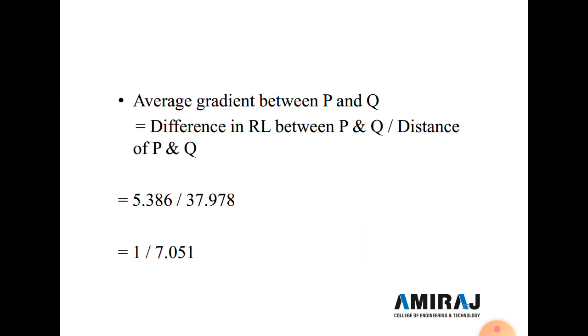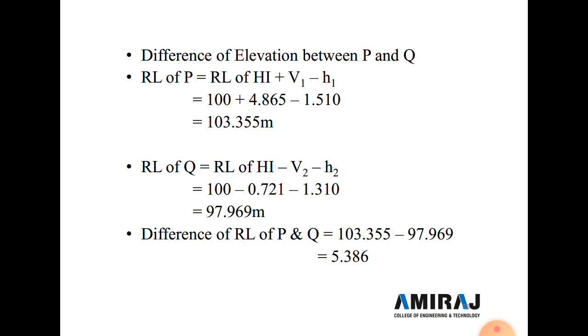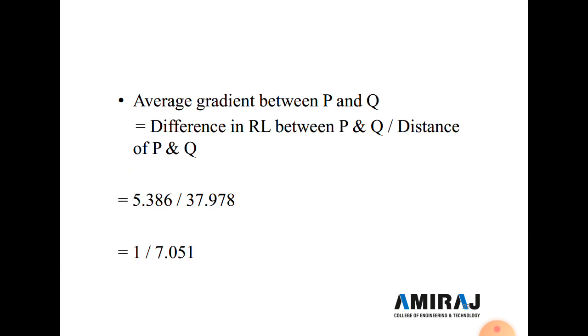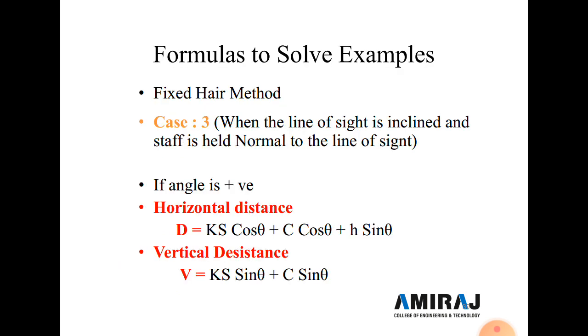Now the average gradient between P and Q is the difference in RL between P and Q divided by the distance of P and Q. The difference is 5.386, which we already found, and the distance PQ is 37.978 meter. So putting both values in this equation, we find 1 in 7.051 is the average gradient between P and Q.